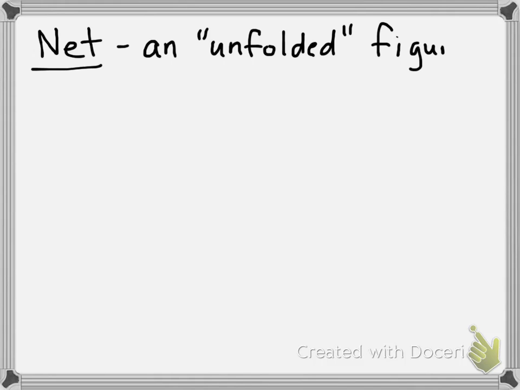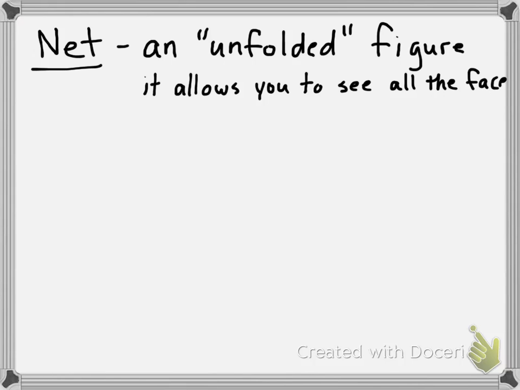Alright, now first we need to make sure we understand what a net is. A net is basically an unfolded figure. So if you took that 3-dimensional figure and laid it out flat, what would it look like? What a net does is allow you to see all the faces. Well, you can see how that would be helpful if we were looking for surface area. Since it's the area of all the faces, if we can see all the faces, then it's easier to find the area of each one.